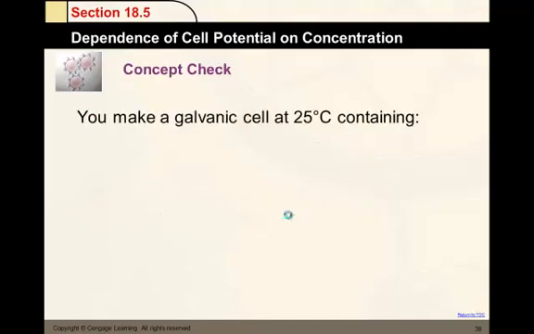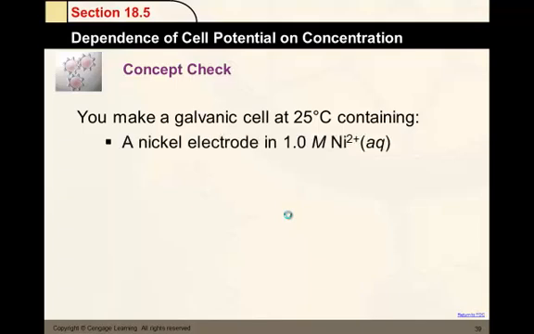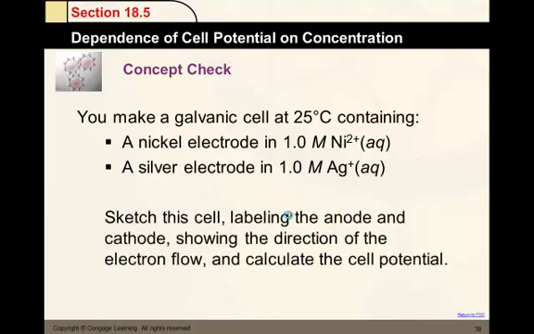So let's look at this question. You make a galvanic cell at 25 degrees containing a nickel electrode in 1 molar nickel, silver electrode in 1 molar silver. This is a standard cell. Notice you wouldn't need to use the Nernst equation for this question. Sketch the cell labeling the anode and the cathode, showing the direction of the electron flow, and calculate the cell potential. Very common question that you will see.